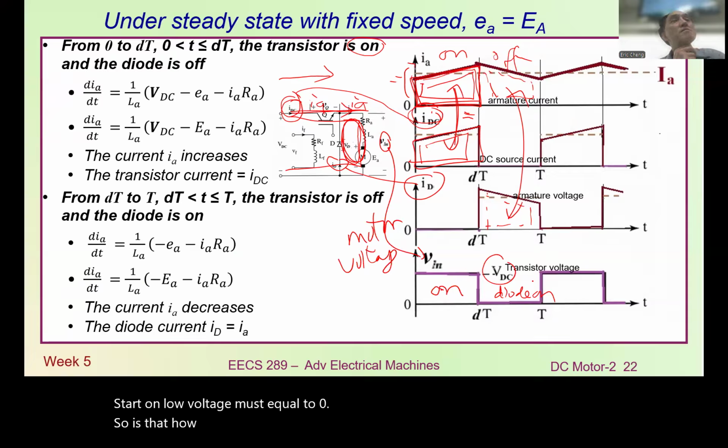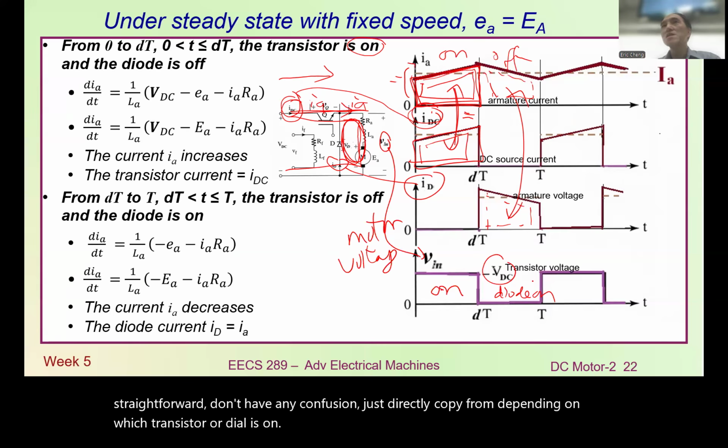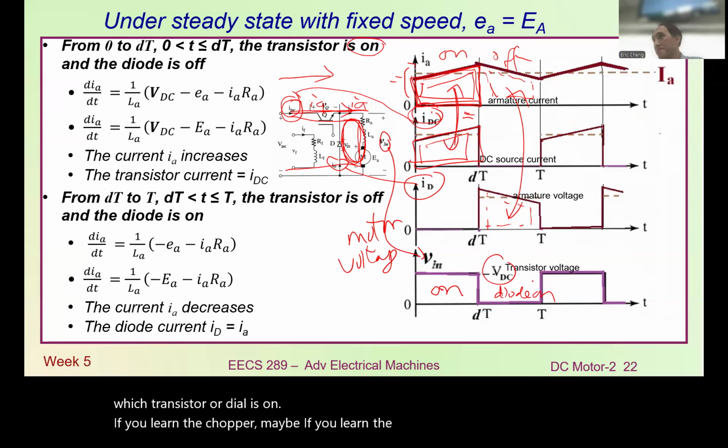All right? Straightforward, do you get that? Very simple. This waveform is really straightforward. Don't have any confusion. Just directly copy depending on which transistor or diode is on. If you learned the chopper, or the buck converter, it's exactly the same. So now I go to the equation.